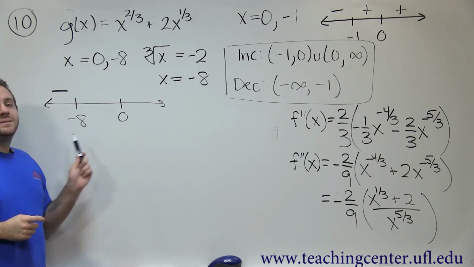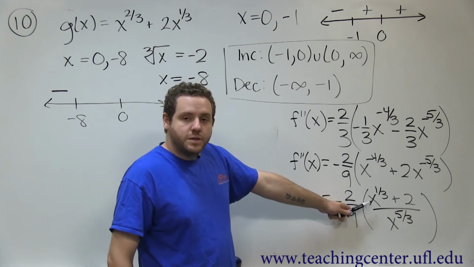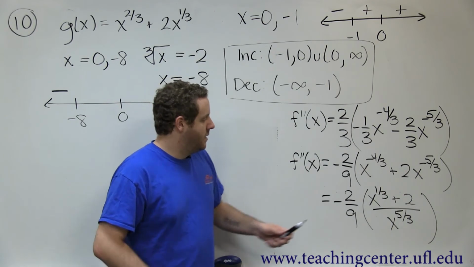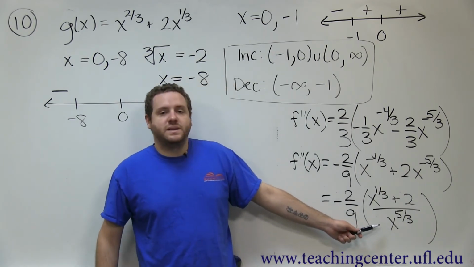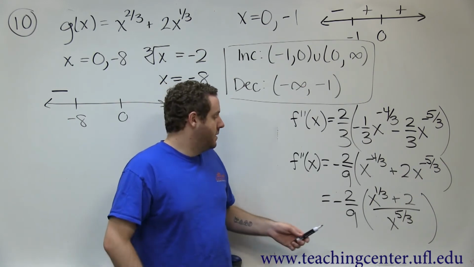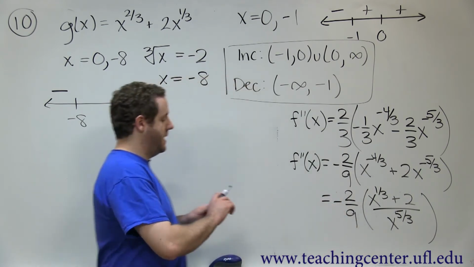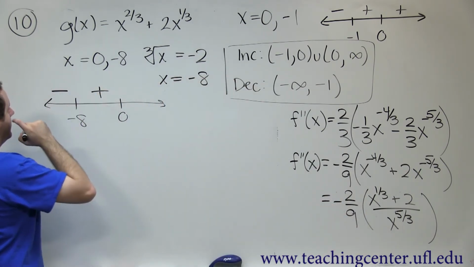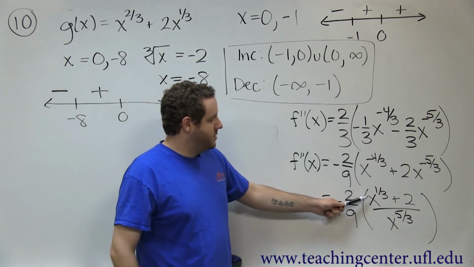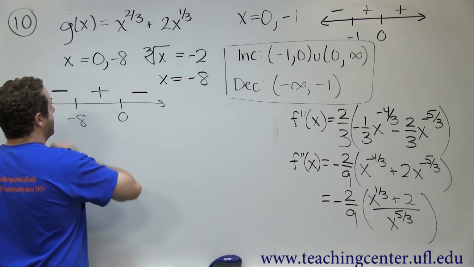Let's do something in between 0 and negative 8, like negative 1. Now our numerator is positive because the cube root of negative 1 is negative 1, but we're adding 2. The same logic as before, our denominator is negative because we're only doing odd powers and odd roots. So if it's a negative number, it stays negative. So we have a positive numerator, negative denominator, negative constant outside. That gives us a plus. And finally, if we plug in a positive number, numerator is positive, denominator is positive. We have a negative constant outside, so we get minus.